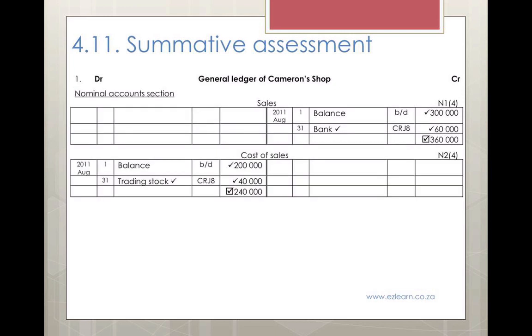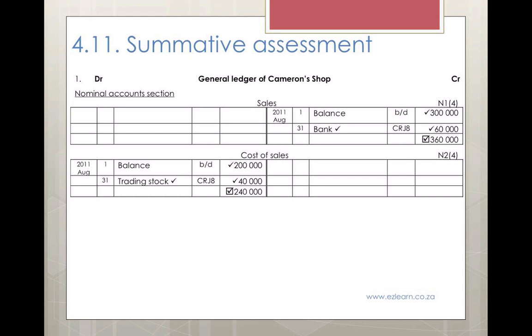The cost of sales is an expense which decreases equity and so must be debited. On 2011 August the 1st, you would have your balance brought down of 200,000, tick. On the 31st, you would post the amount of the cost price of all the goods that were sold. In other words, the cost of sales column in the CRJ. The contra account is trading stock, as you took that asset and turned it into an expense. In the trading stock account, you would have seen a credit entry of this amount.